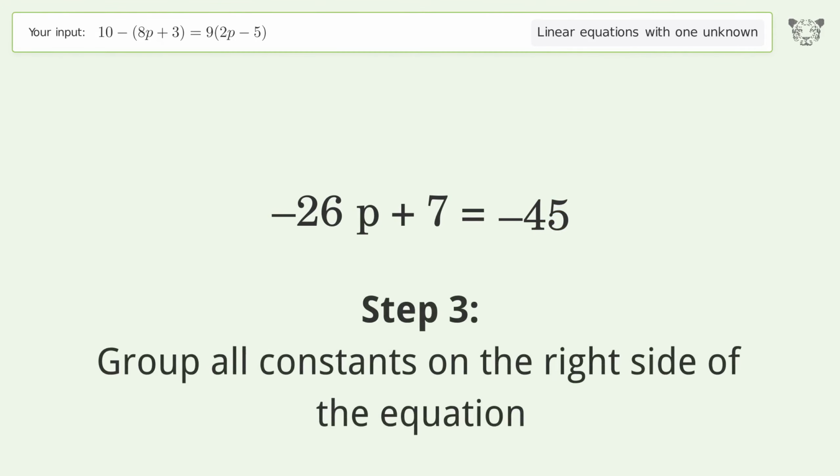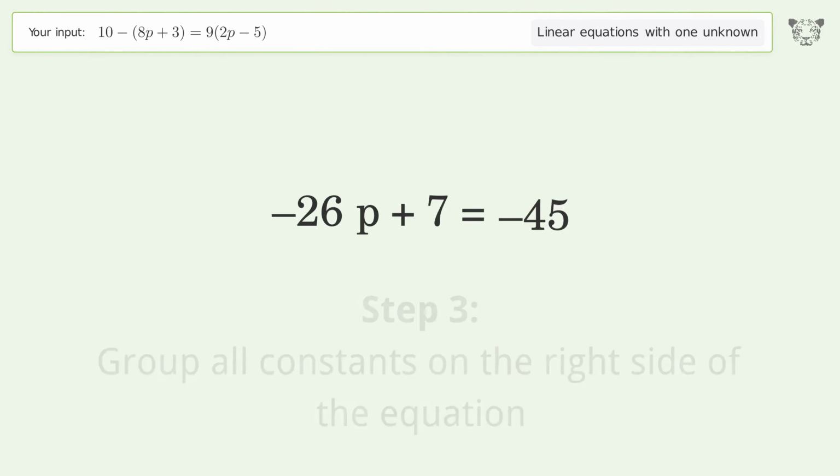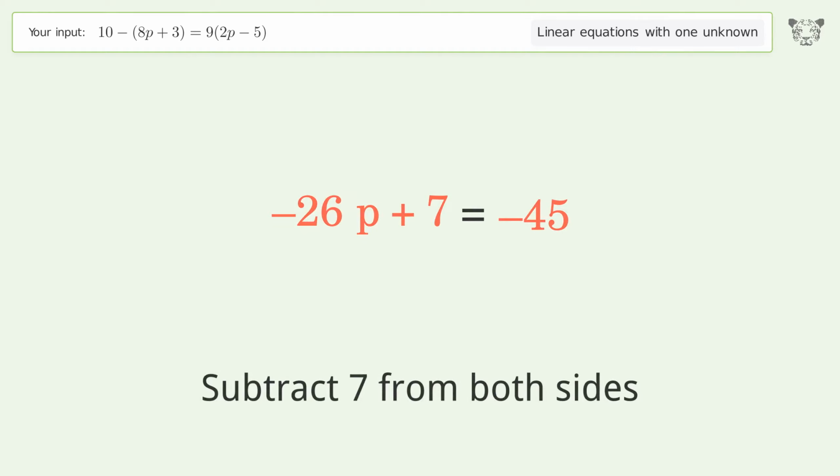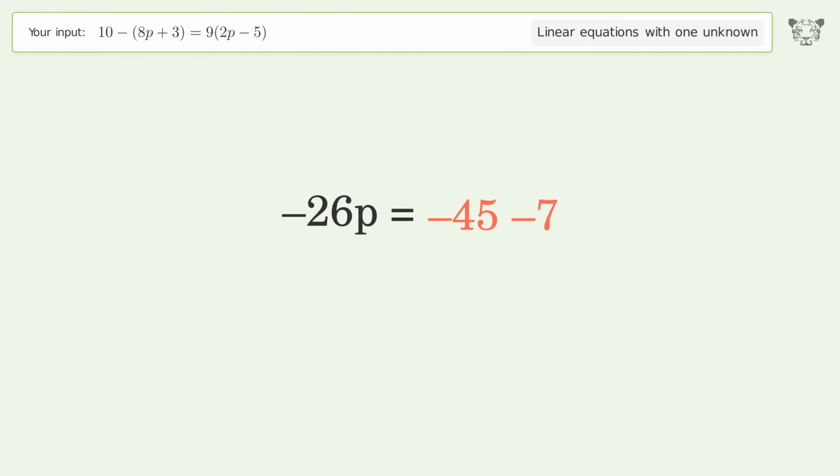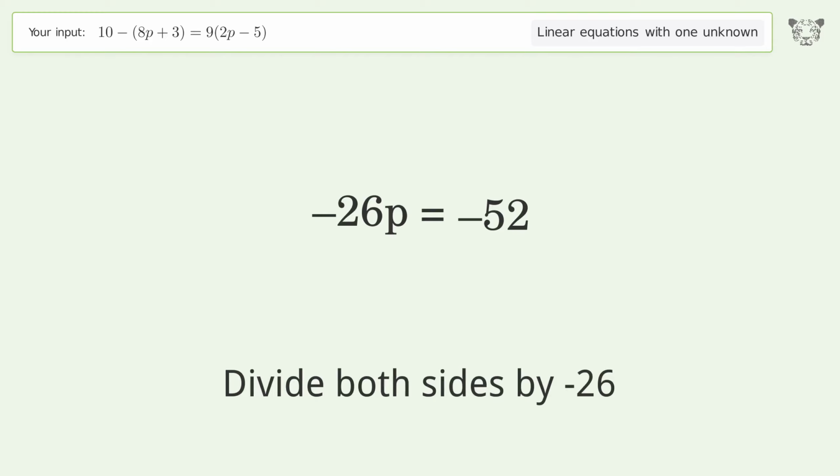Group all constants on the right side of the equation. Subtract 7 from both sides. Simplify the arithmetic. Isolate the p. Divide both sides by -26.